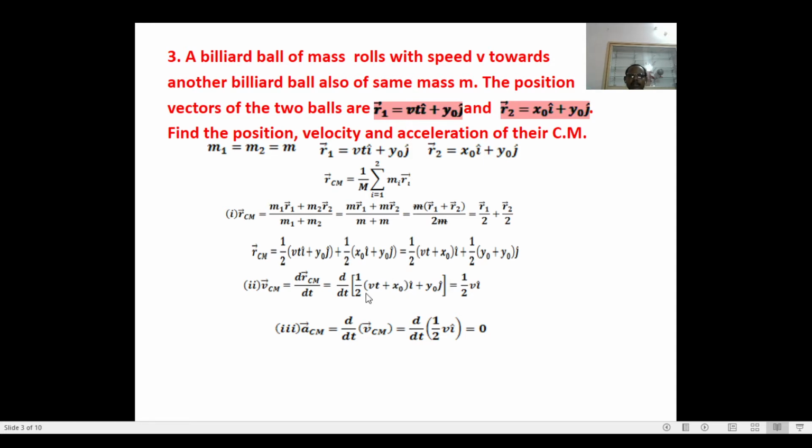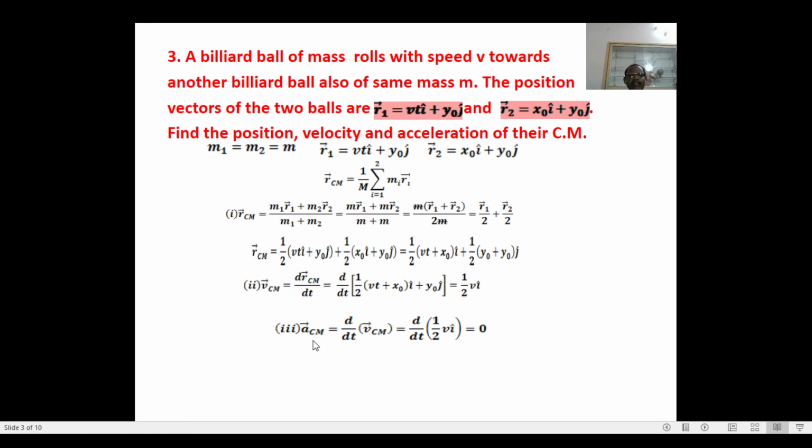So therefore, this is only the variable term. Other terms are treated as constant. So differentiation of vt is half v, because v is constant. Differentiation of t with respect to t is 1. I cap is a constant, and this term is also 0, this term also 0.